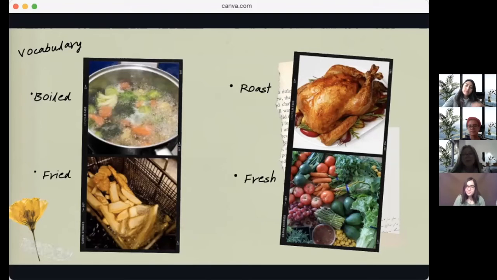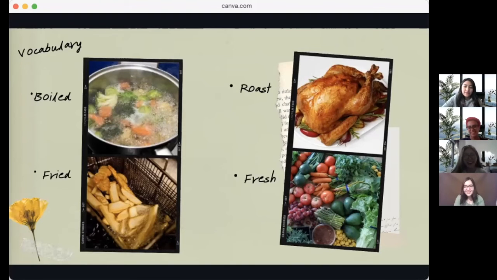Roast is nice. Oh, I'm sorry. No, sorry, continue, Fer. It's like the chicken we used to eat here when moms don't want to cook, and we go to buy a roast chicken. So it's like rostizado. Exactly, that's the meaning.